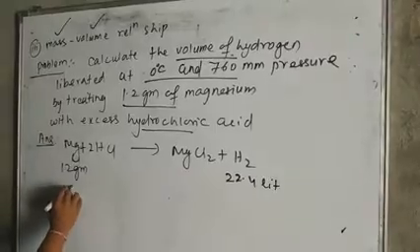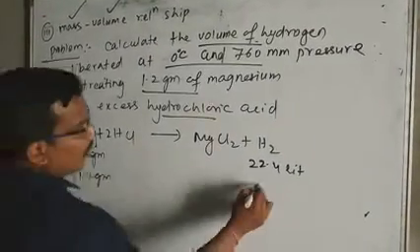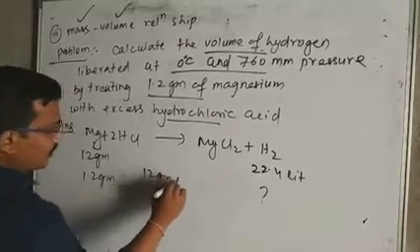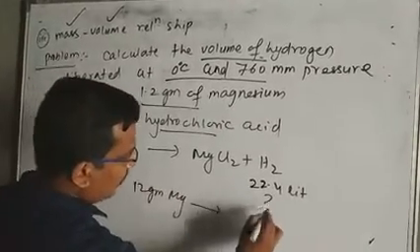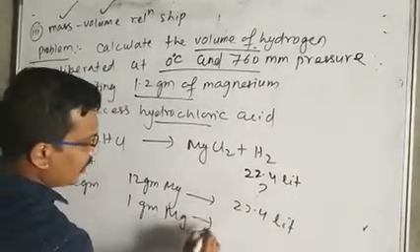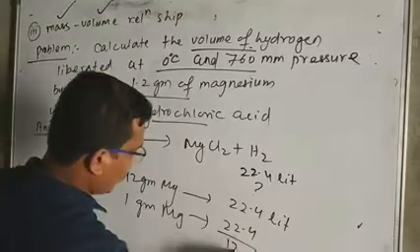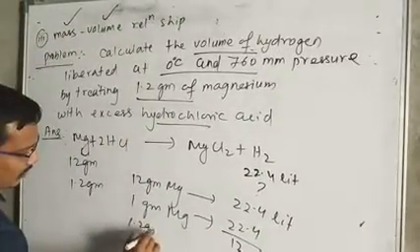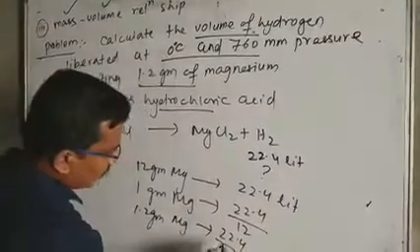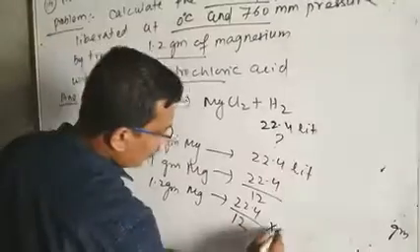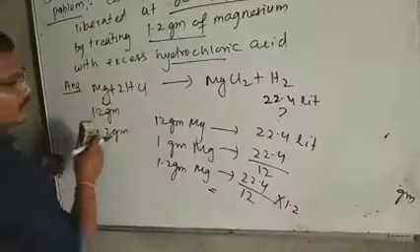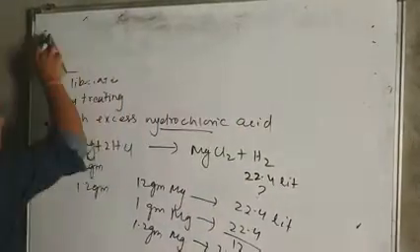Then what will be the question? 1.2 gram of magnesium is given. Then what will be the volume of hydrogen? Our aim is to find out. 12 gram magnesium is related to 22.4 liter hydrogen. Then 1 gram magnesium is related to 22.4 divided by 12. Then 1.2 gram, our aim is to find out how much hydrogen is liberated by 1.2 gram magnesium. That is 22.4 divided by 12 into 1.2. Then after solving, we can find out what?